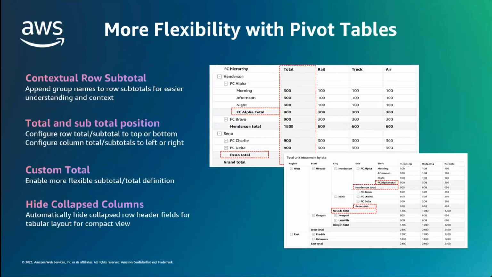We've added a couple of features for the total and subtotal positioning. So we can configure the total and subtotal for rows at the top or bottom. Okay, and for the columns, basically you can do it towards the left or towards the right. Okay, we added some custom aggregation to the total field itself, right? So more flexibility with the total definition itself, right? You can automatically now even hide collapse row headers or fields within pivot tables in a tableau layout.